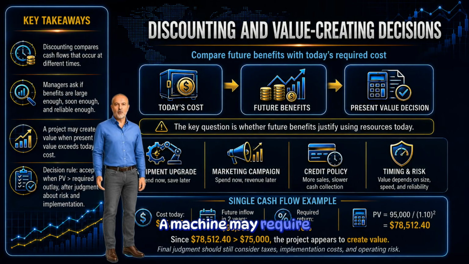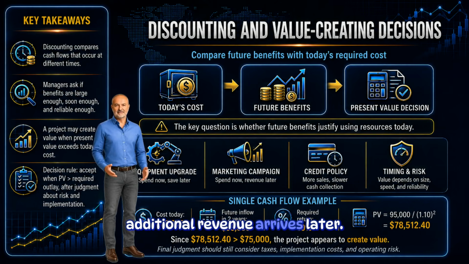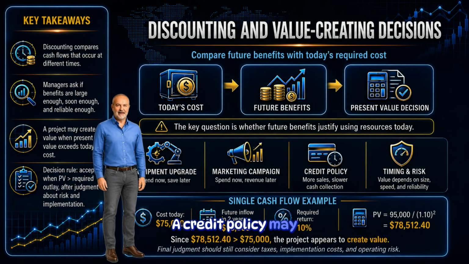A machine may require cash today but produce savings in the future. A marketing campaign may require spending now while additional revenue arrives later. A credit policy may increase sales, but it may delay cash collection. So the manager's job is not simply to ask, are there future benefits? The better question is, are those future benefits large enough, soon enough, and reliable enough to justify using resources today?